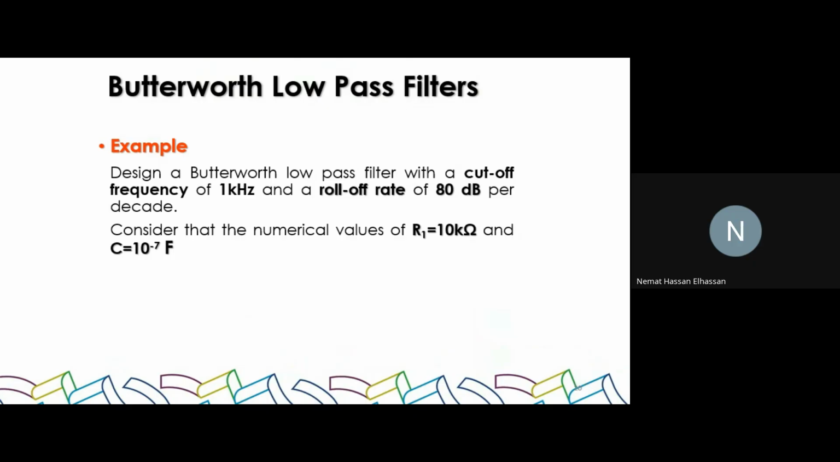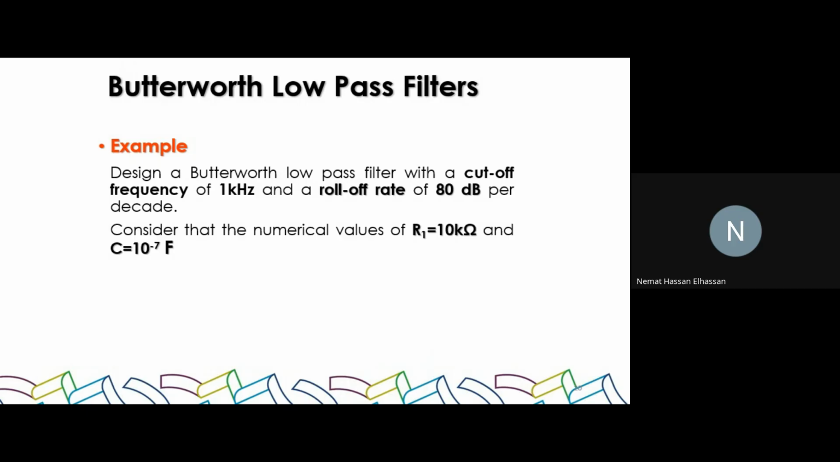This is a design problem. It says what? Design a Butterworth low-pass filter with a cutoff frequency of 1 kilohertz and a roll-off rate of 80 decibels per decade. Considering that the numerical values of R1 is 10 kilo ohm and of C is 10 power minus 7. What does that mean? It means design a circuit considering that at least two types of components are given. You don't get to design them. You don't get to calculate them. It's a given value. Clear?